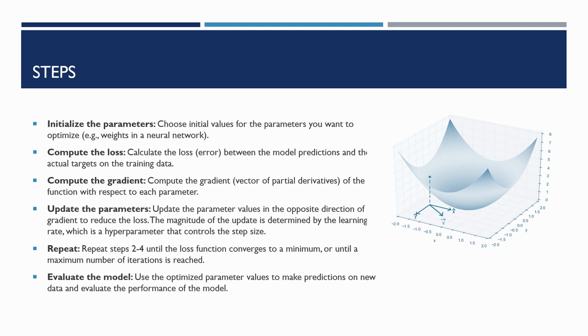Once we have the gradient, we can update the values of the slope and intercept using the formula: new slope equals old slope minus learning rate times gradient of the slope. We repeat this process of calculating the cost function, calculating the gradient, and updating the values of the slope and intercept until we reach a point where the cost function is minimized.